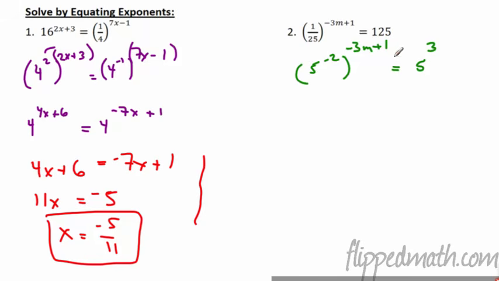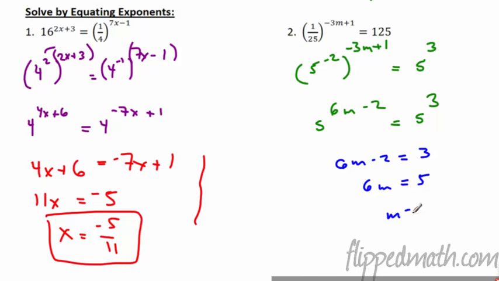Okay, did you at least get this far here where you could write them as a power of 5? We have 5 to the negative 2 and 5 cubed. I'm going to multiply those exponents. We're going to get 5 to the 6m minus 2 equals 5 to the 3rd power. Now we can set their exponents equal to each other. So we're going to get 6m minus 2 equals 3, right? And then what do we do? Add 2 to each side. 6m is going to equal 5. m is going to equal 5/6. So that's it for the first 2.